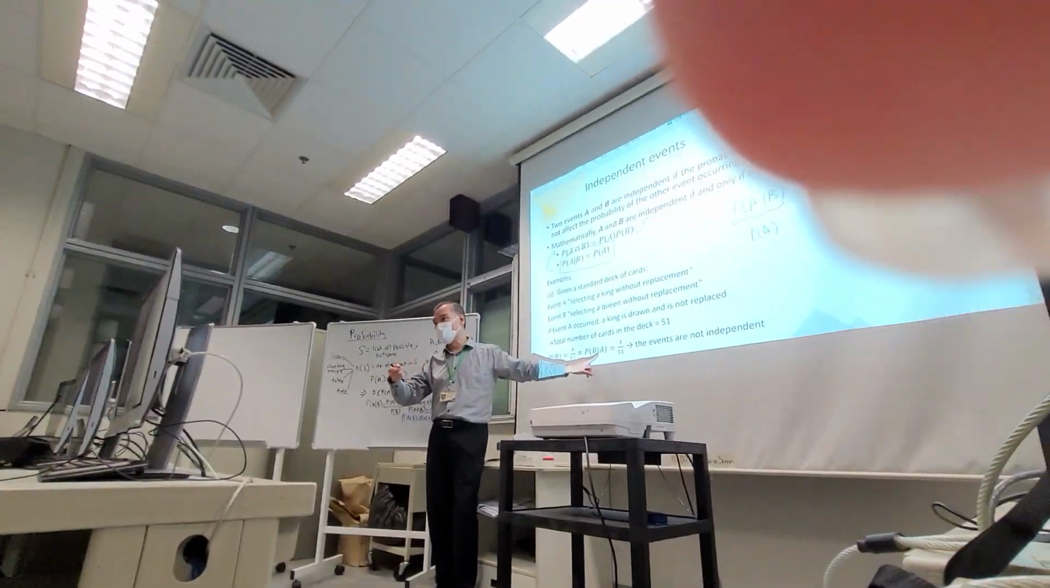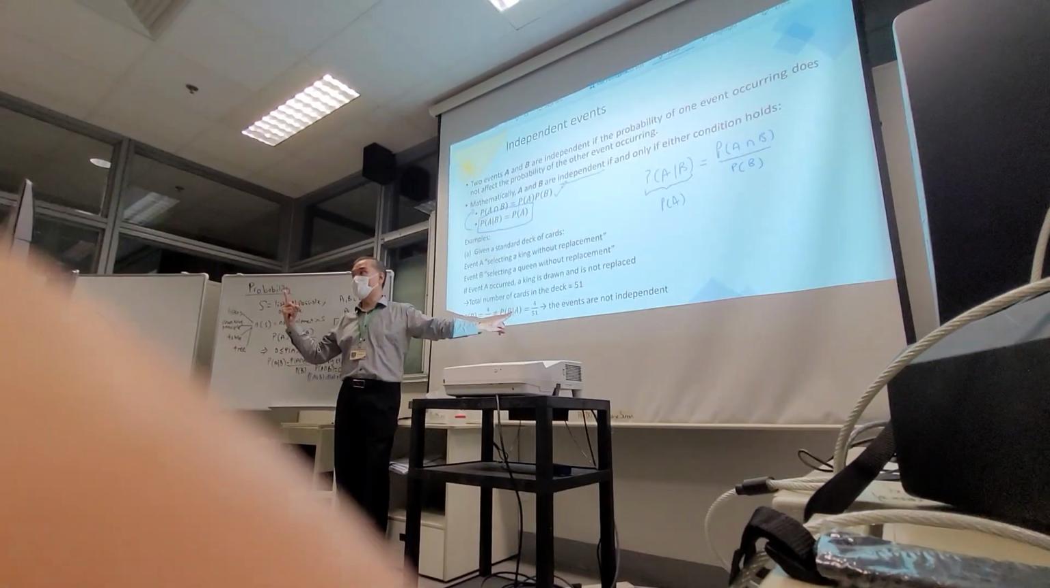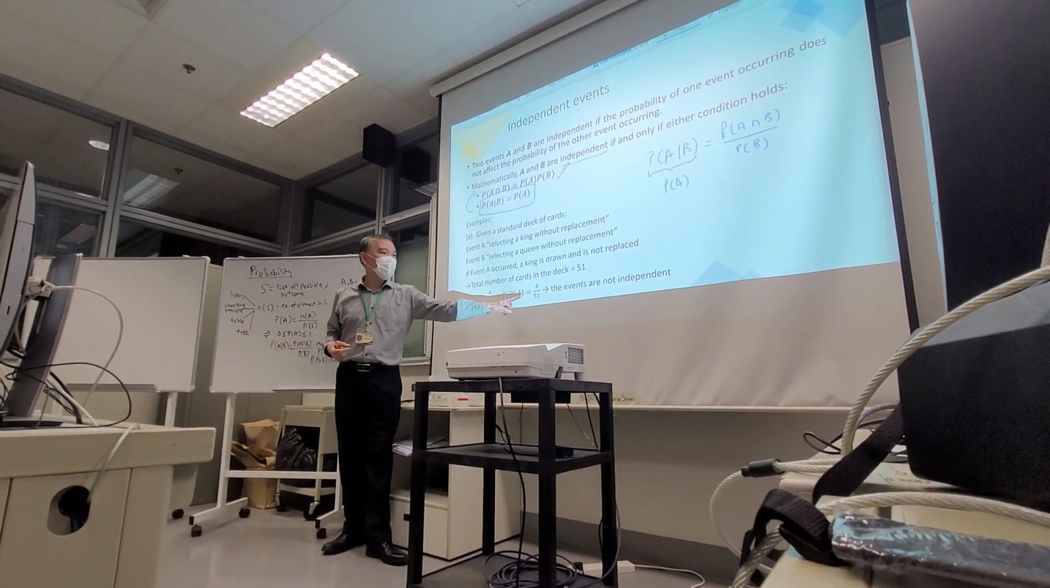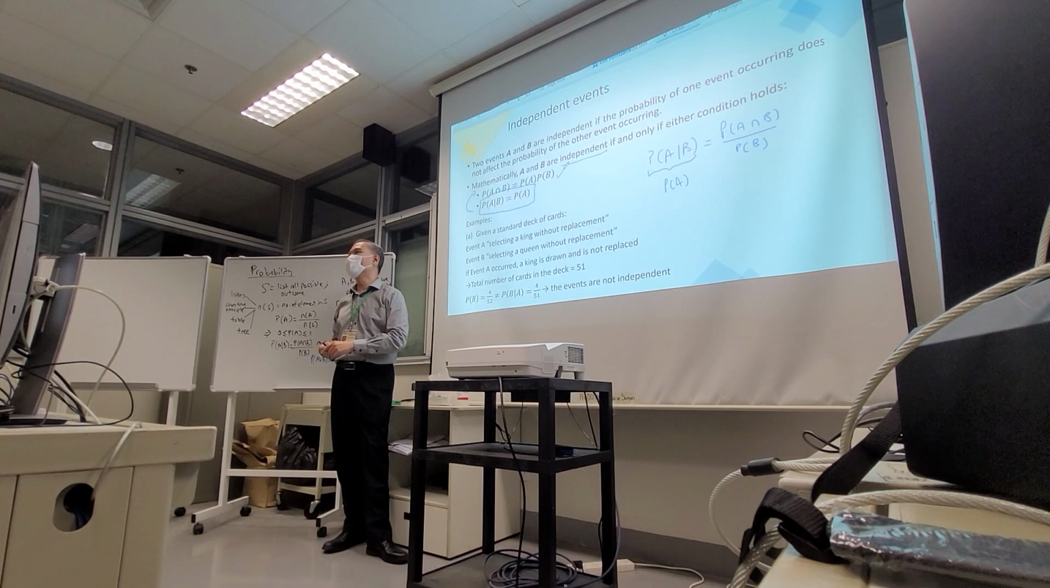A king has been drawn from the deck of cards. So I'm left with 51. So it's going to be 4 over 51. In this case, are they independent? So you know they're not independent. Got it?